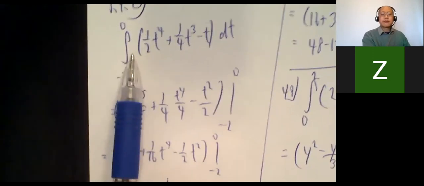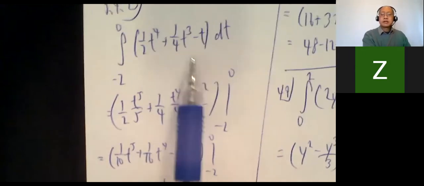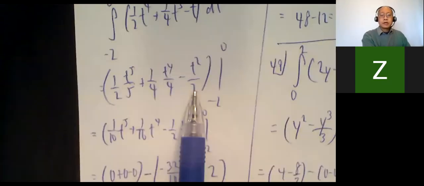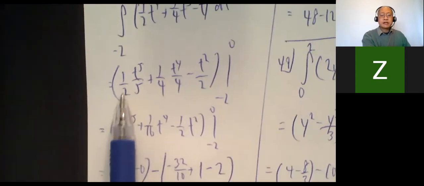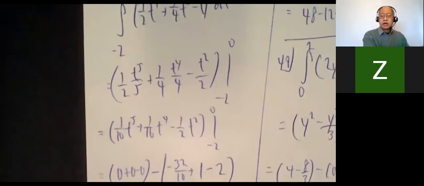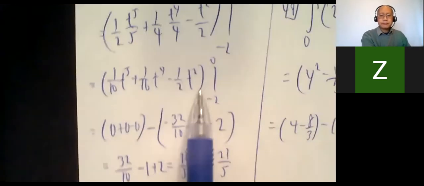This should be pretty straightforward. 1/2 t^5 over 5 plus 1/4 t^4 over 4 minus t, of course, is t^1, so t^2 over 2. Clean up the algebra a little bit. That's 1/10 t^5 plus 1/4 times 4 is 1/16 t^4 minus 1/2 t^2 from negative 2 to 0.